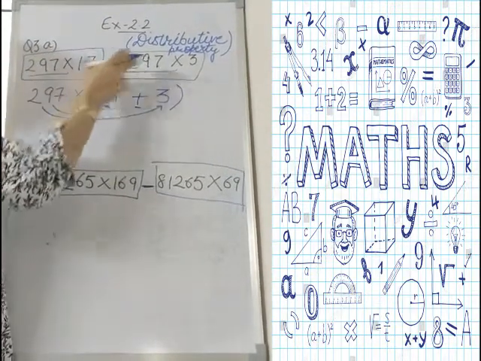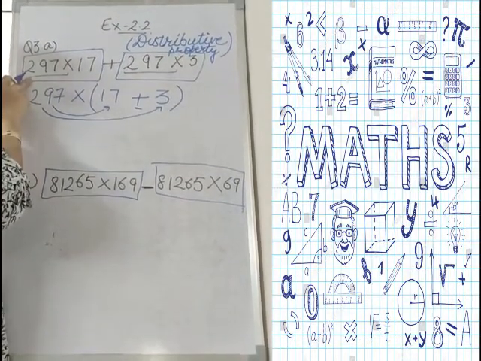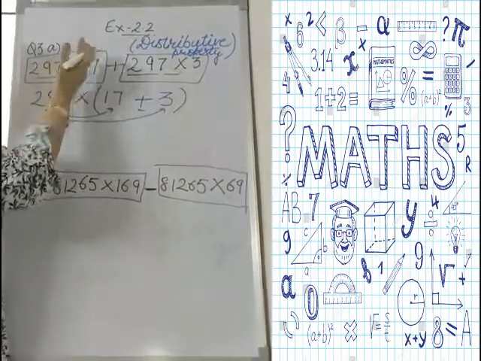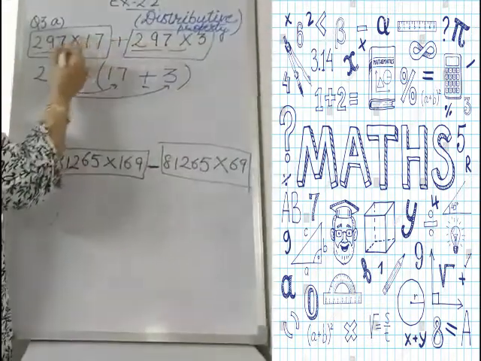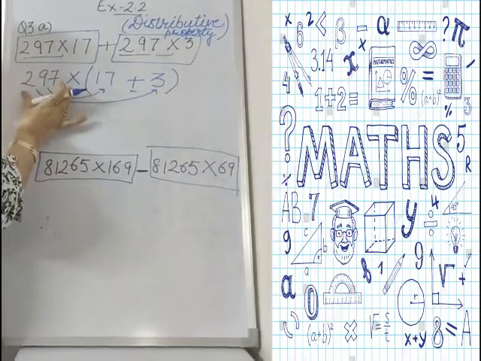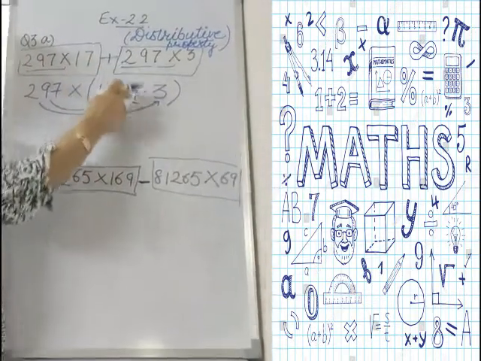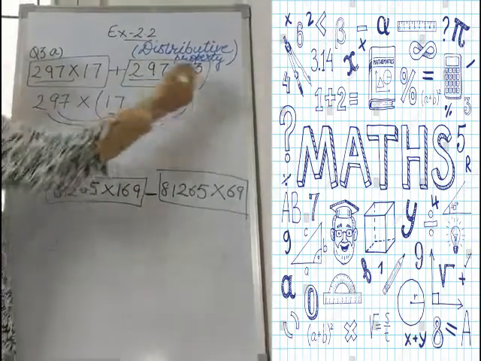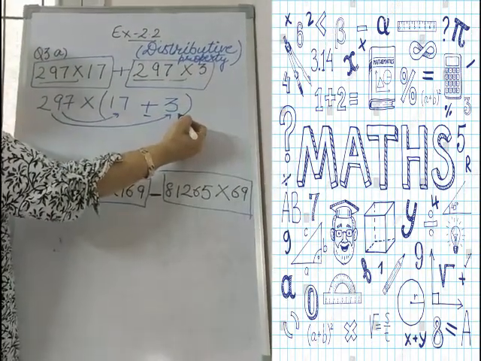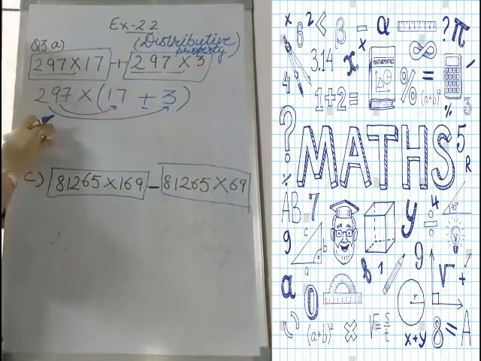And when you have these terms, as you know, 297 is common in these two terms, take it out. So 297 with multiplication sign, it is with both the numbers, it will come out. 17 will come inside, then plus sign would be in between. This number has come out and you have 3 inside. Now, to avoid calculation, we are using distributive property.